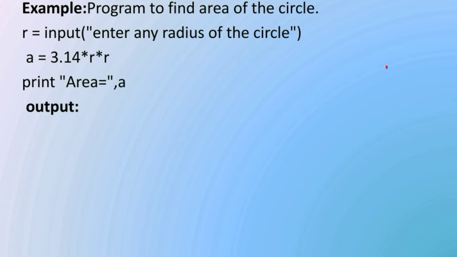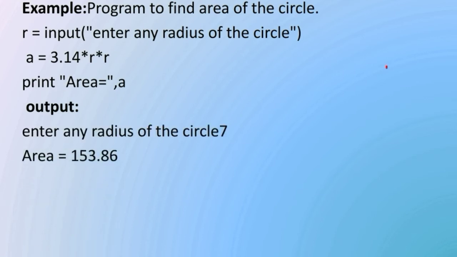So for the output, if the value 7 is entered by the user, the output will be 3.14 into 7 into 7. Area of the circle is 153.86. This is the example for a sequence statement, that is, the statements are executed one by one.